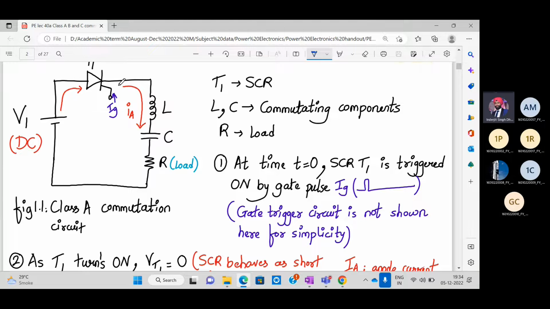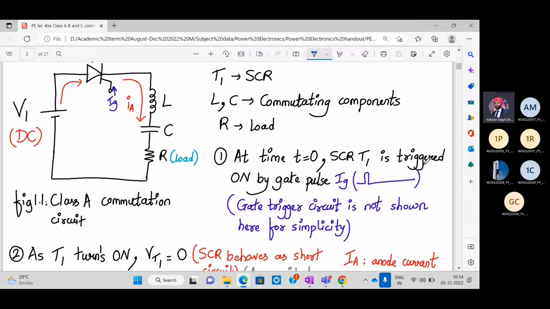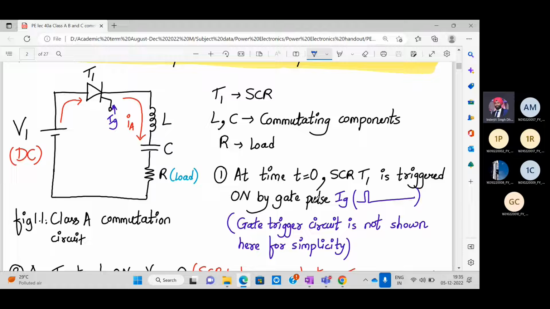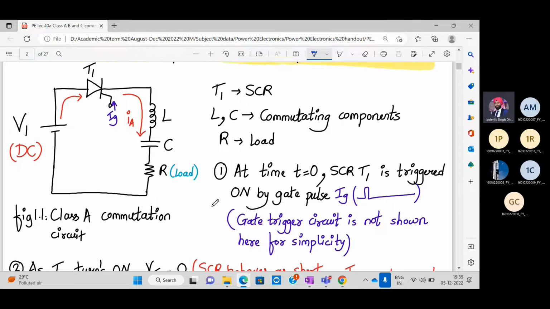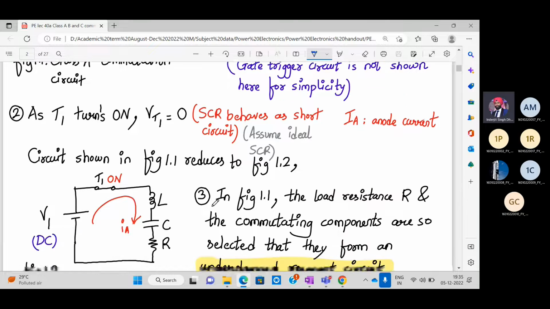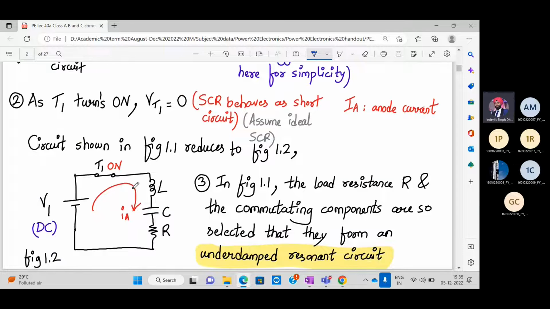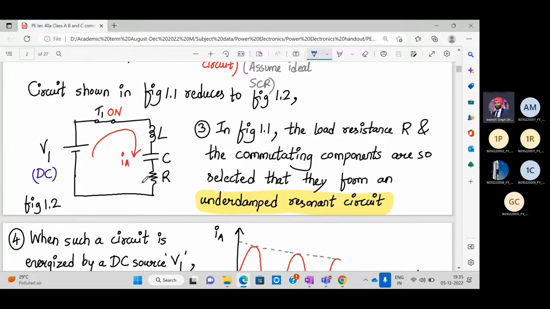All right. So whenever the SCR turns on, let's say at time t equal to 0, SCR T1 is triggered immediately, by the help of a gate pulse. The gate trigger circuit is not shown over here for simplicity. Now, as SCR T1 turns on, the circuit looks like this, as shown in figure 1.2. We are assuming that SCR is an ideal SCR, and when it is on, the voltage across it is 0. Practically, it's around 1 to 2 volts, but we are assuming for simplicity that SCR behaves as a short circuit when it is turned on. So what you see over here is a DC source and an RLC series network.